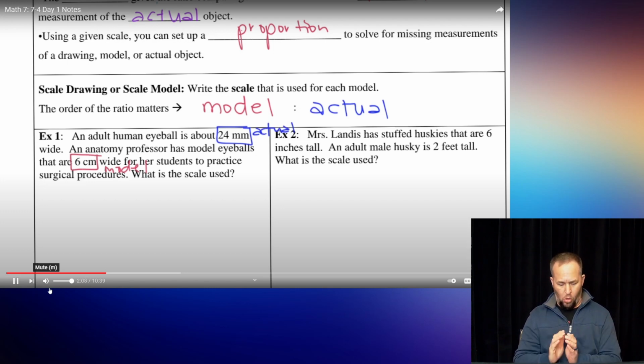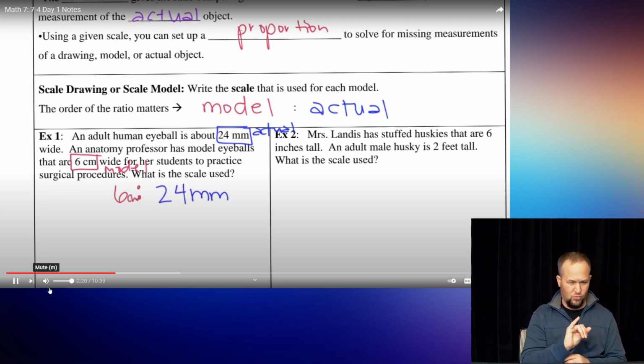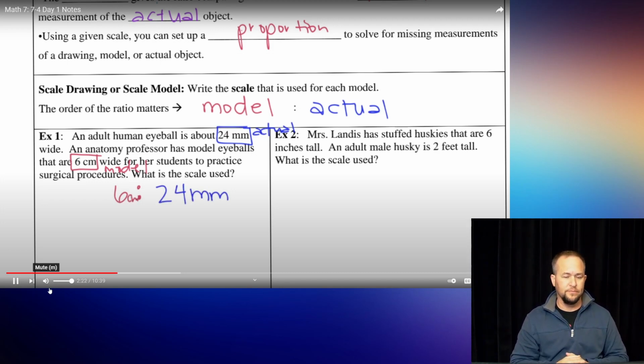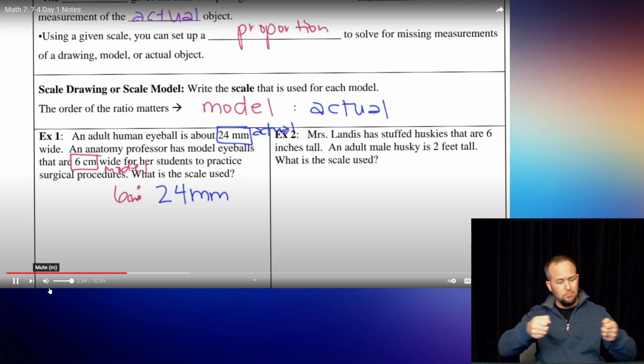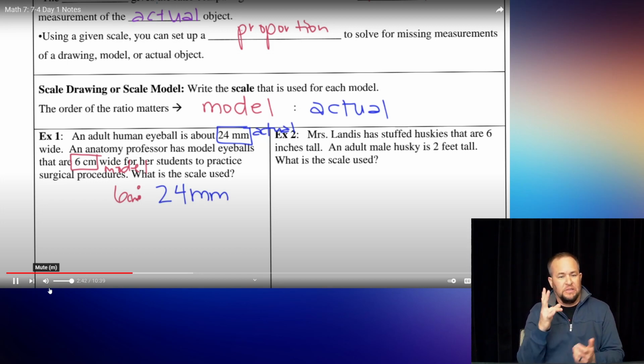So again, we're going to start with that ratio model to the actual. So I'm going to put 6 to 24 millimeters. Let me go ahead and label that 6 as well. So 6 centimeters to 24 millimeters. Okay, but then for scale, I'm trying to equate this so that you understand that the scale is essentially that little ledger on a map. So the bottom right corner, bottom left corner, wherever it is on a normal map, it says like 1 inch represents 17 kilometers or whatever the scale may be.